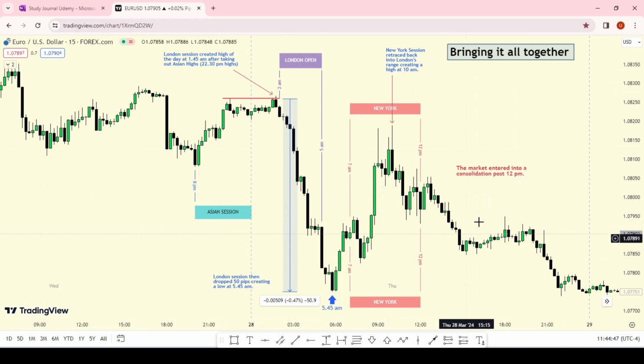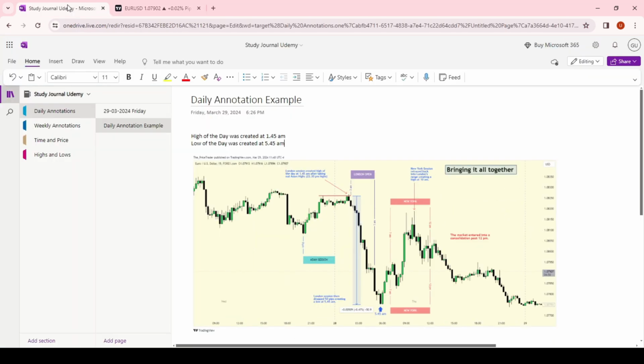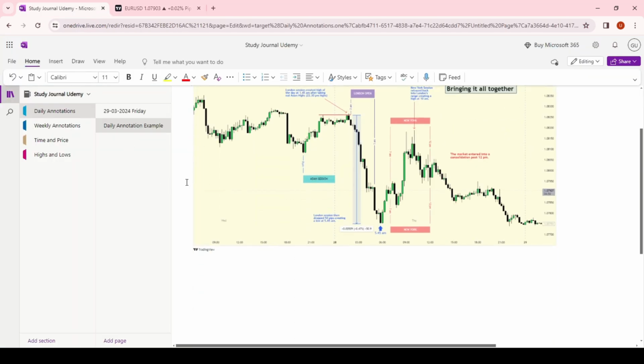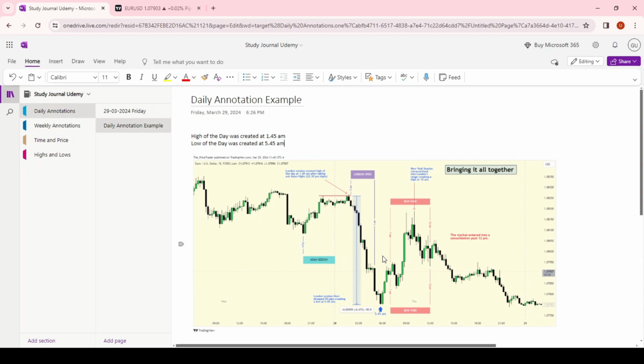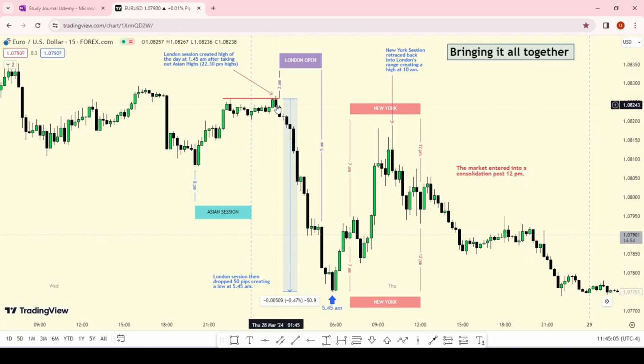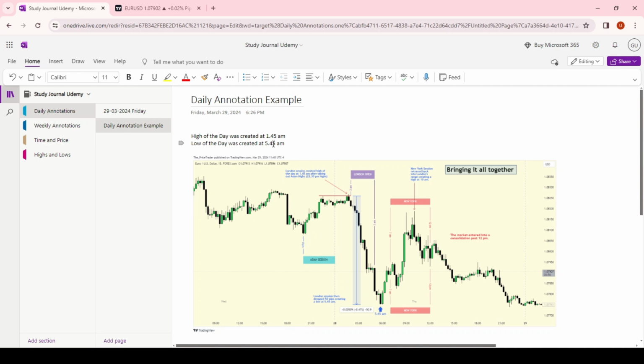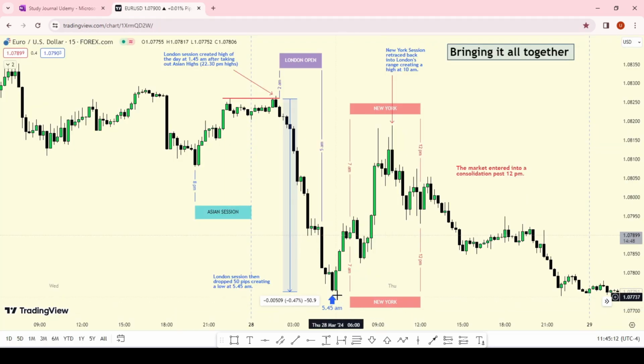Once you record your observations in your charts, you take a screenshot, then you go to your study journal. Then anything you can observe that you have not annotated, for instance, I indicated here that the high of the day was created at 1:45 a.m. That was right here, the high of the day for this day, and the low of the day was created at 5:45 a.m. 5:45 a.m. is right there.